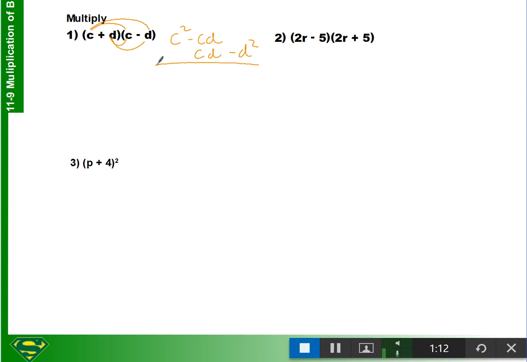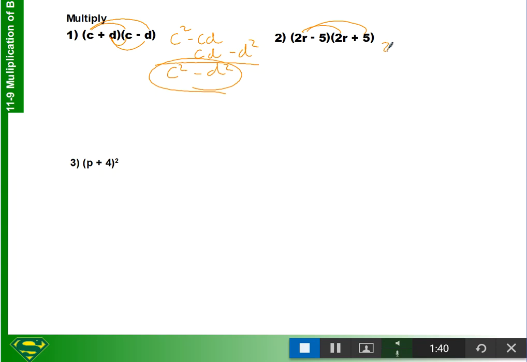When I combine the similar terms, I get c squared. And notice how negative cd plus cd is 0. It cancels out. So I'm left with c squared minus d squared. And this canceling out of the linear term, the middle term, is really important when it comes to rationalizing denominators. And notice how the same thing will happen here.